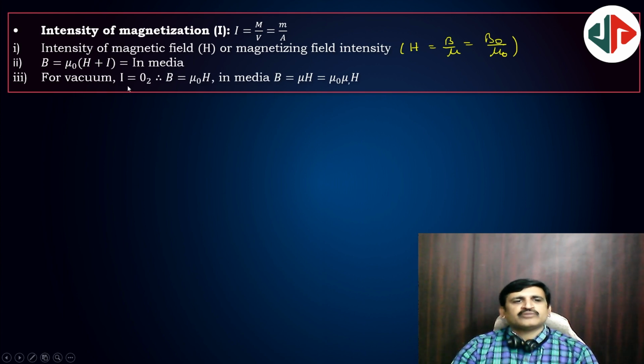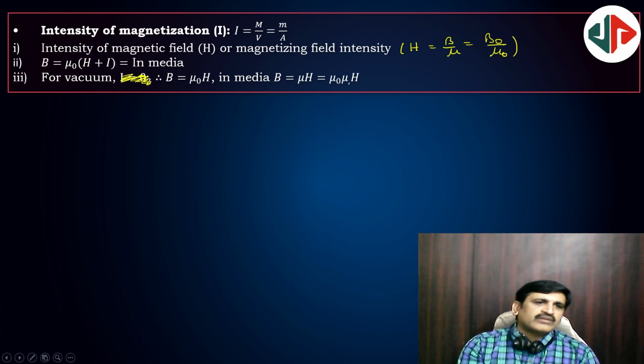And for vacuum, I is equal to, this is something irrelevant mixed here. B is equal to mu naught H, correct only. Okay, these things were only typed here. This I want to remove. B equal to mu naught H.